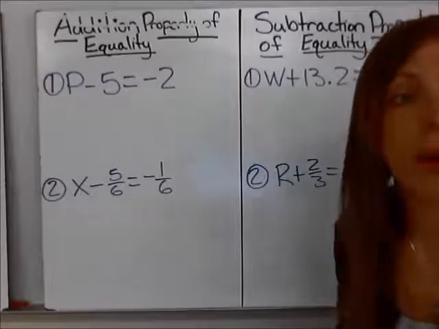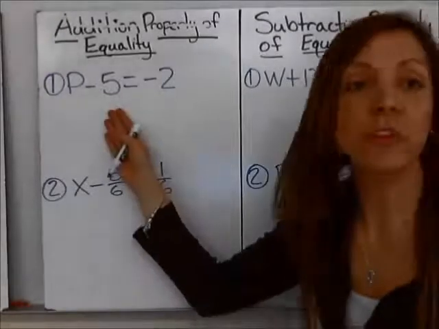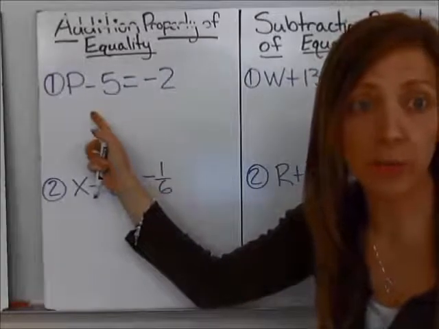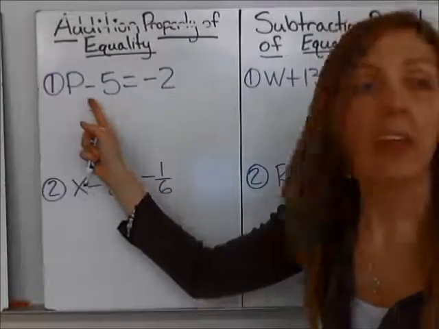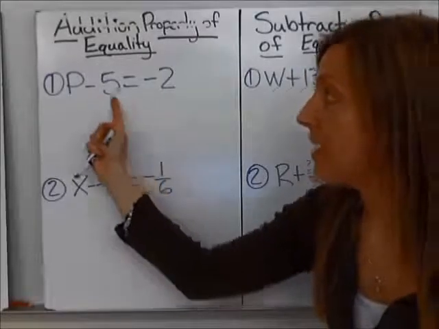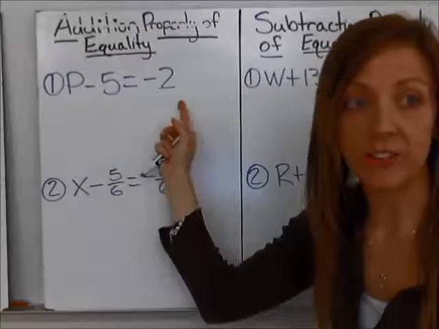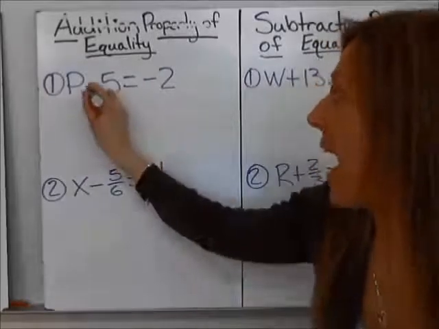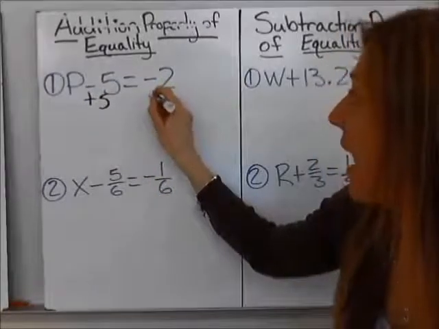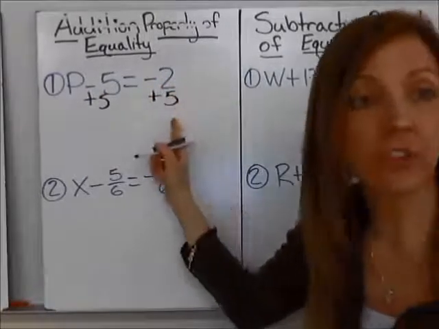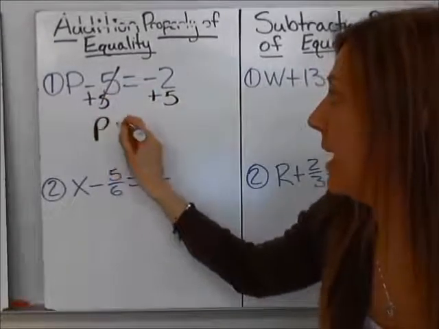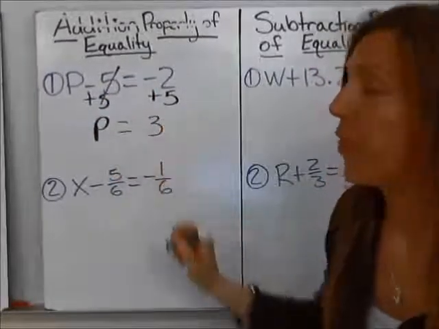Let's look at the addition property of equality. The addition property of equality says that if both sides of the equal sign are equal, then if I add something on the left, I have to add it on the right. So in other words, this is the left side of my seesaw and this is the right side. If I add 5 pounds to the left side, I have to add 5 pounds to the right side to keep it equal. This is going to give me P equals 3.